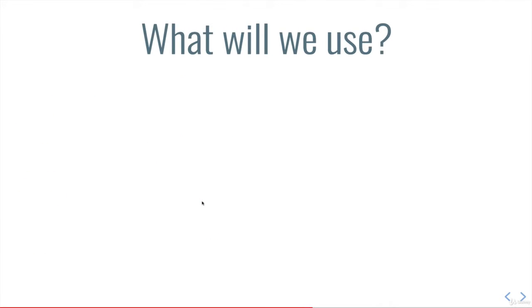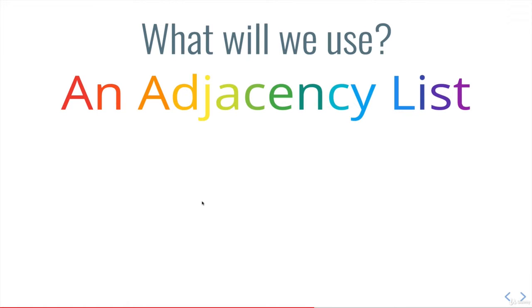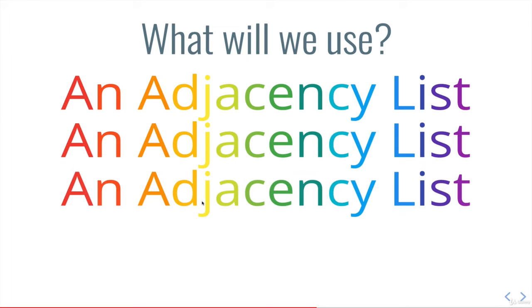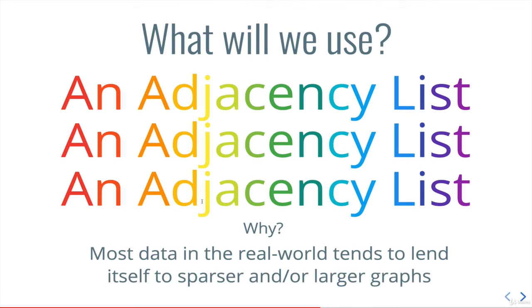So which one are we going to use? We're going to go with this rainbow, beautiful text, an adjacency list. So excited about it. It's in there 3 times. Why are we going with an adjacency list? Well, mainly because of the space that it takes up and the fact that most of the data in the real world, whether we're talking about social network data, friends, modeling actors who are in movies together, Wikipedia pages, whatever it is, real world data tends to be sparse. So we can have a ton of nodes, lots of vertices, but usually they're not all connected. And that lends itself more to adjacency lists.